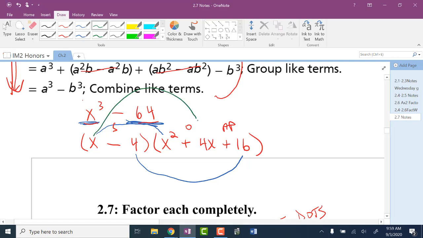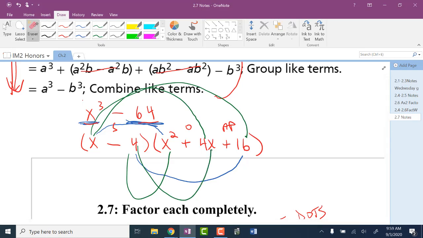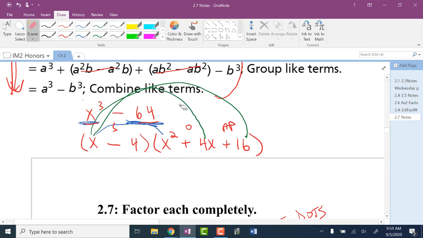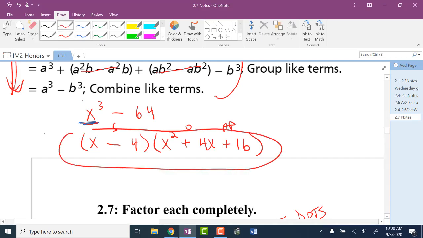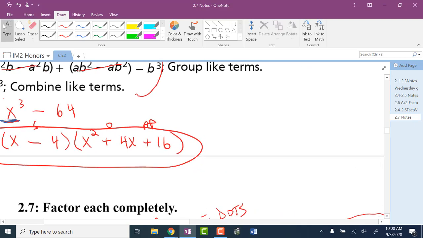X squared, 4x squared. Negative 4x squared. Hasta la bye-bye. And then 16x and negative 16x. Hasta la bye-bye. So yes, if I have the time and it really didn't take too much there, I can check that it multiplies to be the question. Therefore, I factored correctly. Good FOILers, good factors, blah, blah, blah.